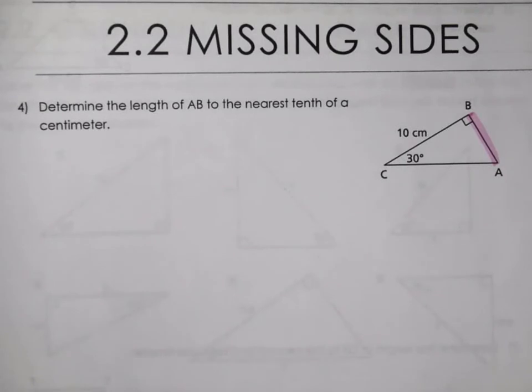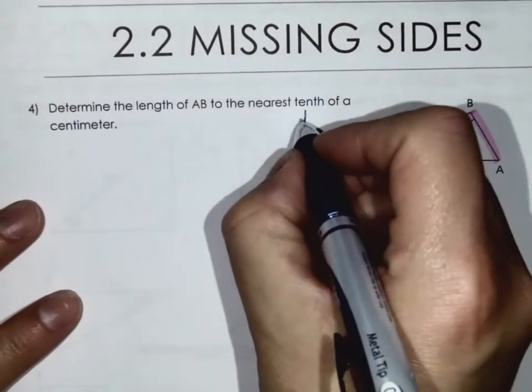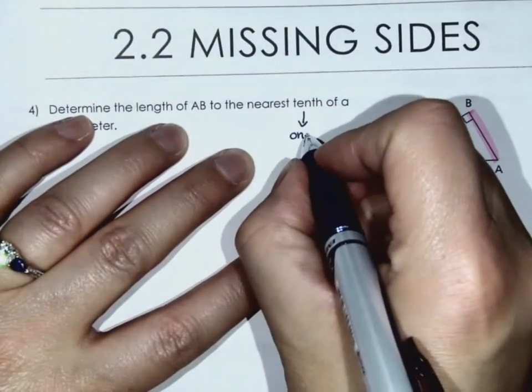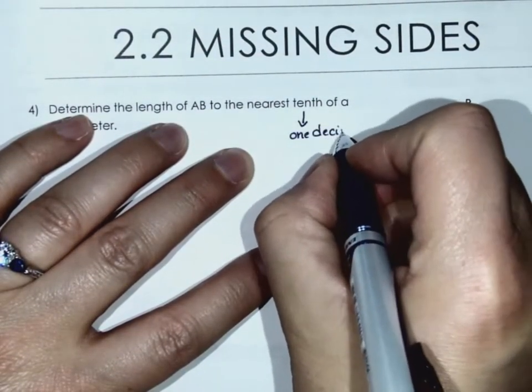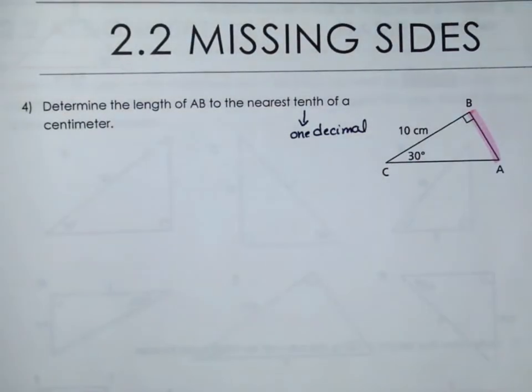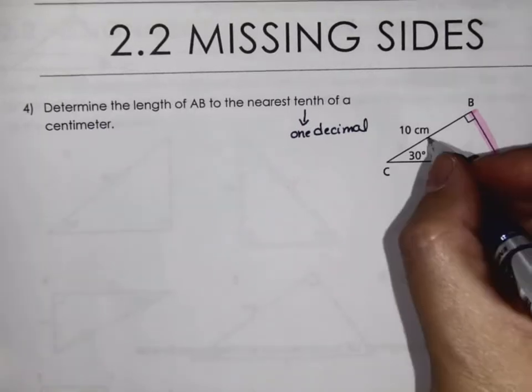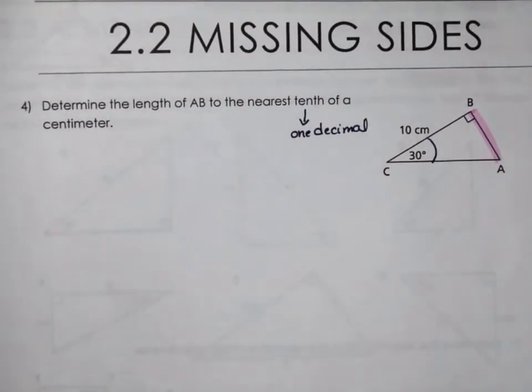And what does the nearest tenth mean? First decimal place. Okay, so we know that. All right, so when I'm picking a formula, when I'm finding a side, obviously I have my angle here. I'm going to label the side I know.